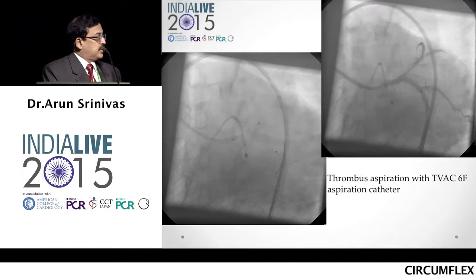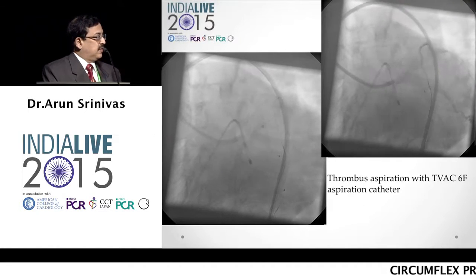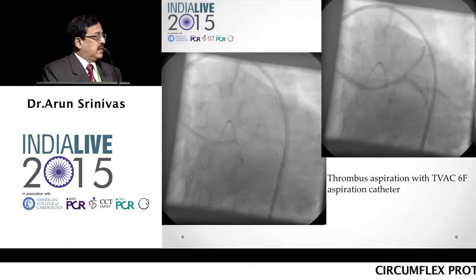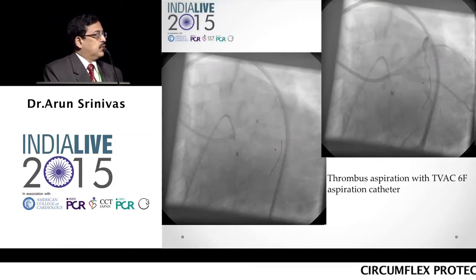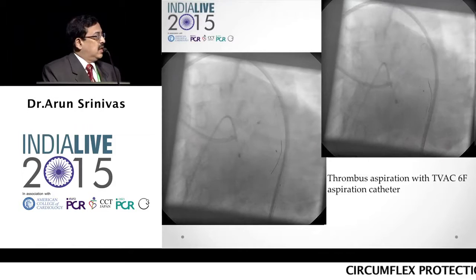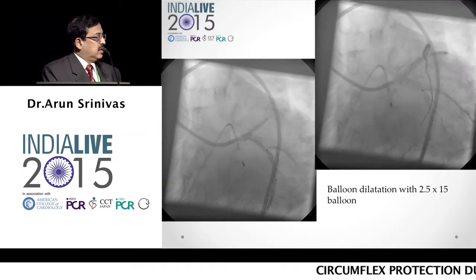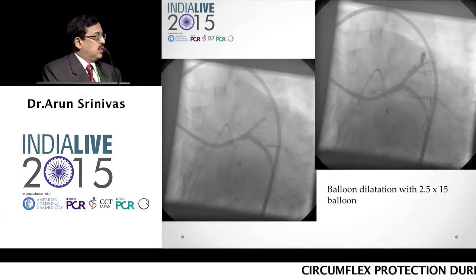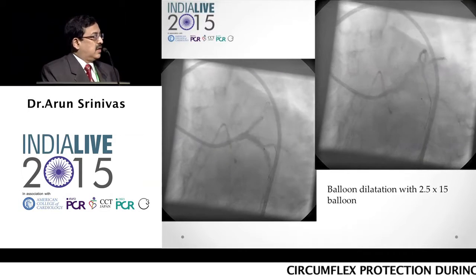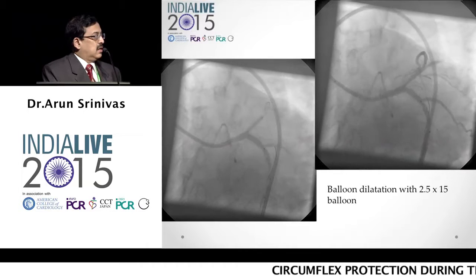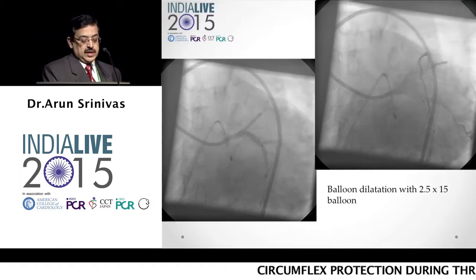After that, thrombus aspiration was done to the lesion with the filter wire in position, and that is the result post-thrombus aspiration. Then, since there was a significant residual lesion, a 2.5 millimeter by 15 balloon dilatation was done to the osteal-LAD artery, and this is the result post-balloon dilatation.